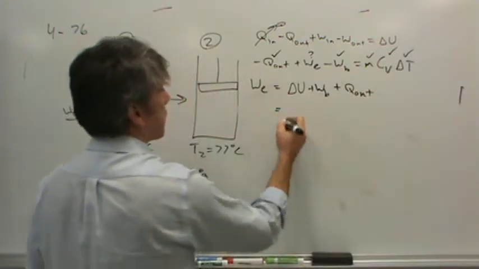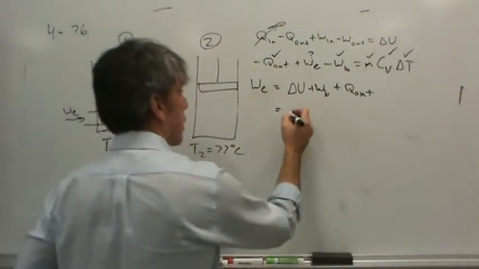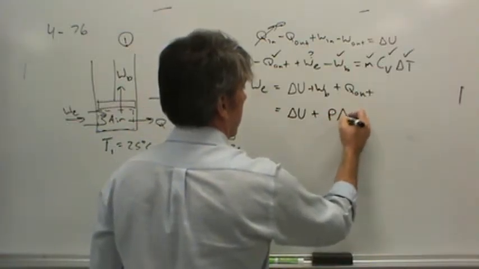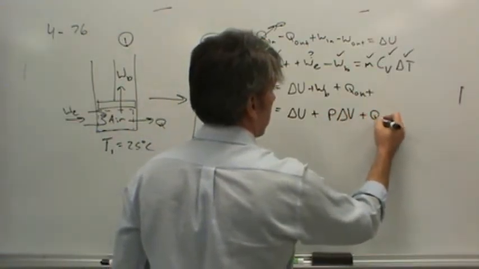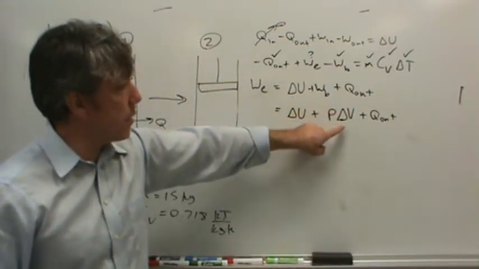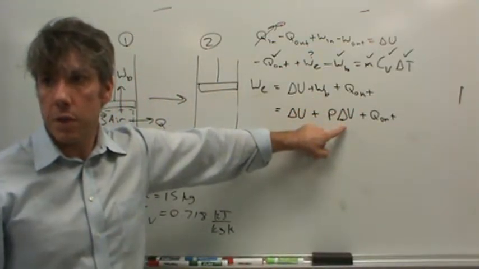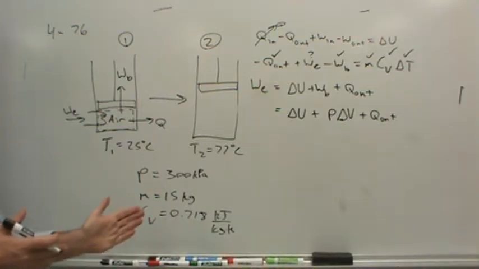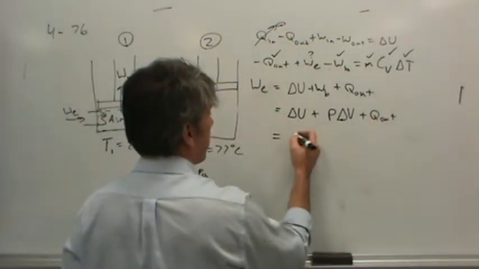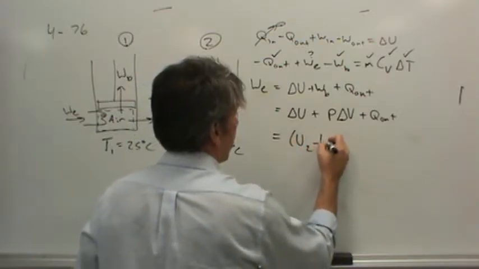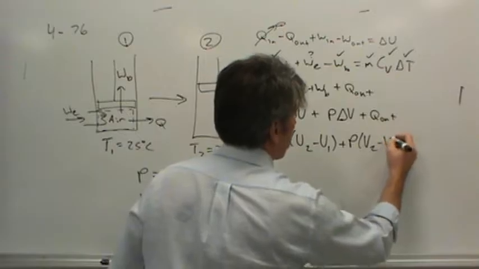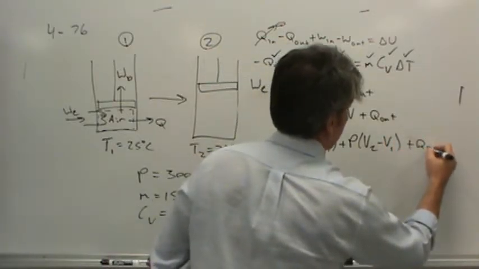And then you'll say, well, wait a second. The boundary work is P delta V. And the only time this is true is when the boundary work is for a constant pressure process, which is what we happen to have in this situation, right? And then you'll say, okay, well, delta U is just U2 less U1 plus P (V2 less V1) plus Q out.